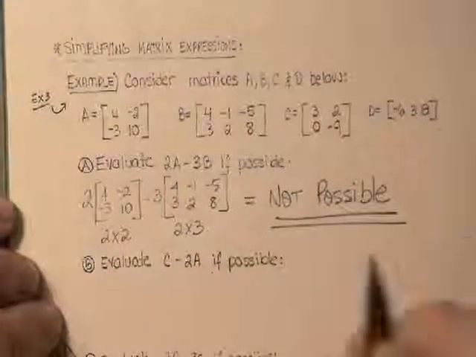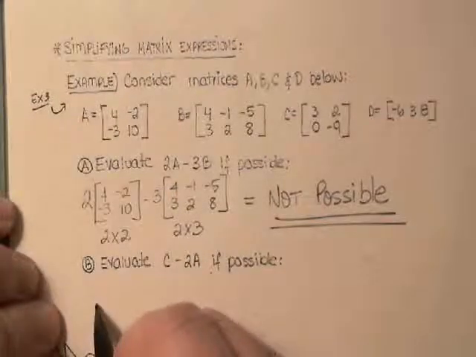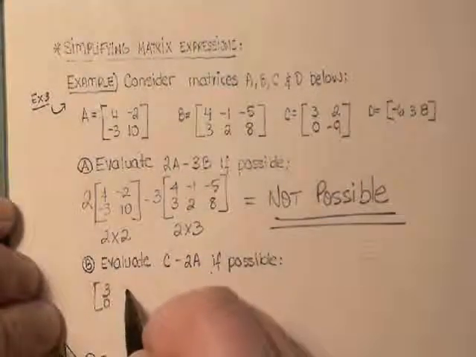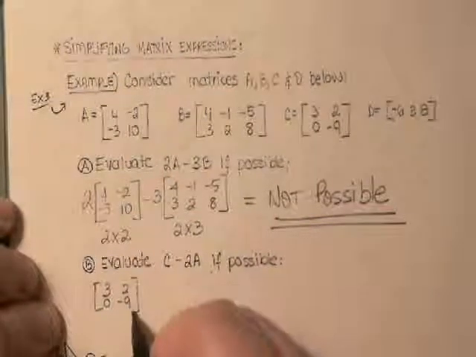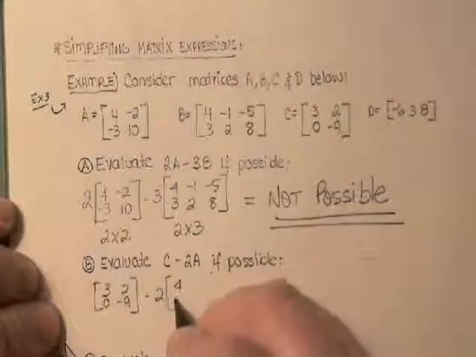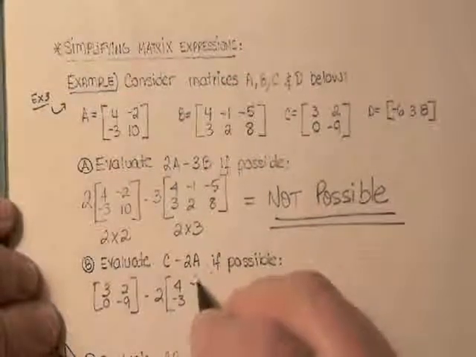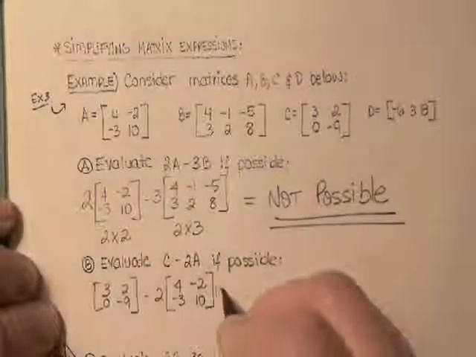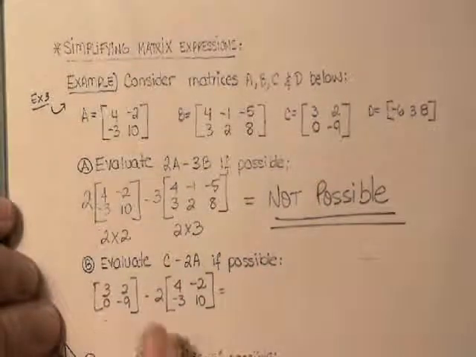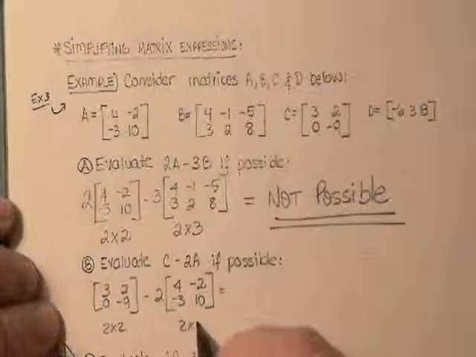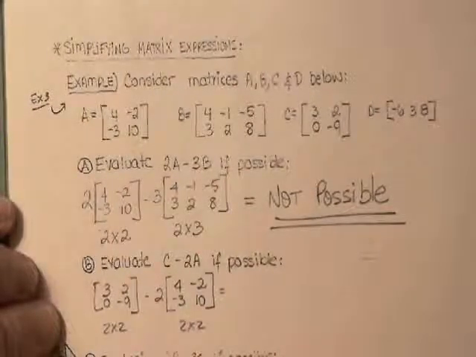Okay? So let's try letter B. Letter B is going to be a 3 by 3, 0, 2, negative 9, minus 2 times A, which happens to be 4, negative 3, negative 2, 10. Alright. So here I have matrix C. Matrix A is a 2 by 2. This is a 2 by 2, so I'm okay.